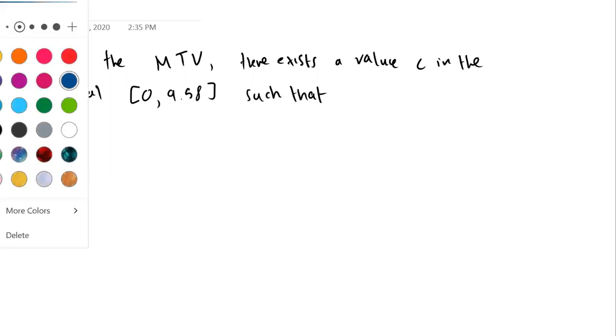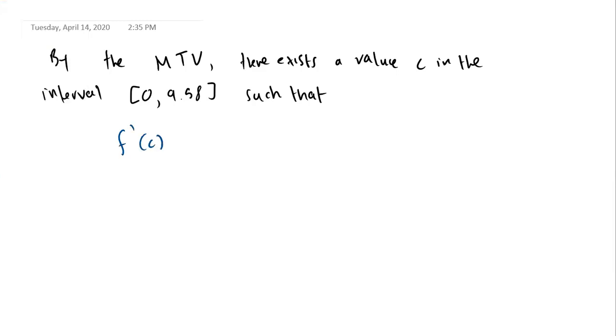let's write it in another color, such that f prime of C equals the slope of the secant line between these 2 points. So what's the slope of the secant line? Well, let's write it like this first. f of 9.58, sorry, I keep writing 9.8. f of 9.58 minus f of 0, over 9.58 minus 0. That's what the mean value theorem says.